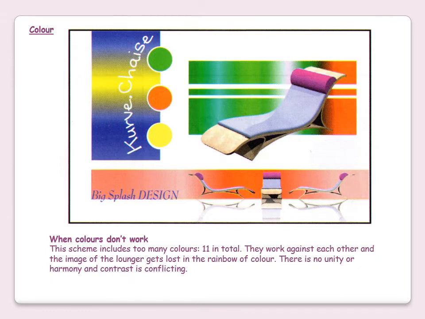When colours don't work. This scheme includes too many colours. There's 11 in total. They work against each other and the image of the lounger gets lost in the rainbow of colour. There is no unity or harmony and contrast is conflicting. There is no real focal point. Your eyes dart all over the place. Probably they go to the little yellow flash bar behind the text. But in general, your eye doesn't know where to go. It's rather horrible looking.